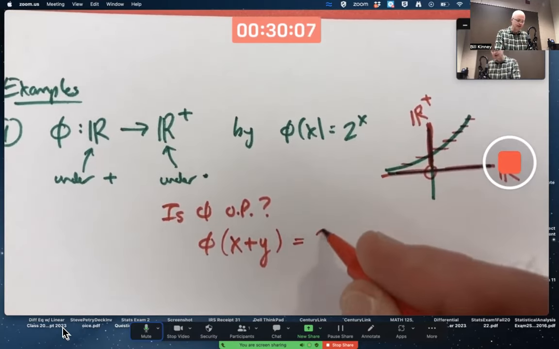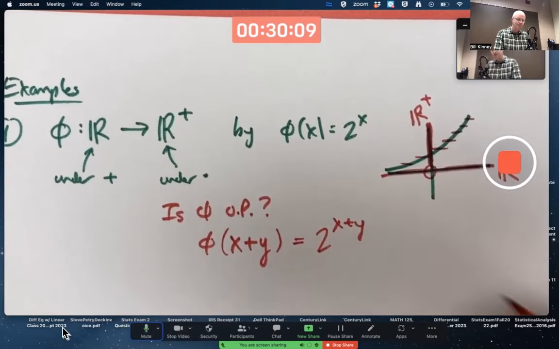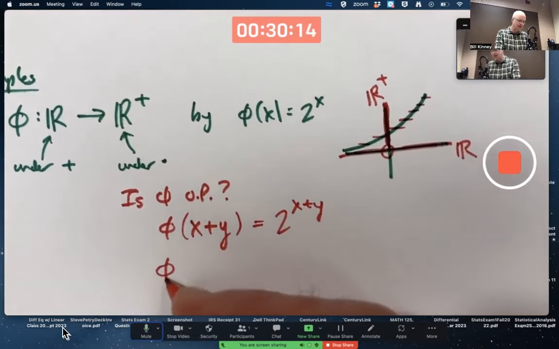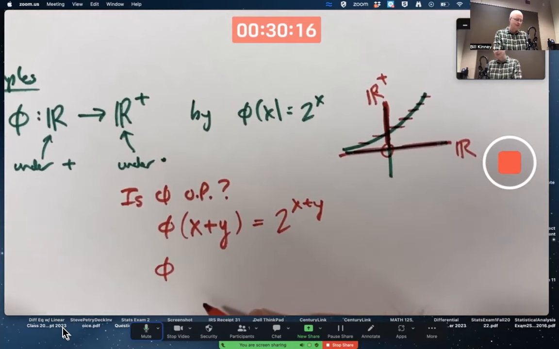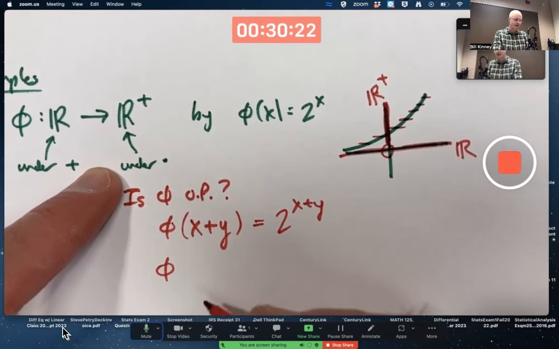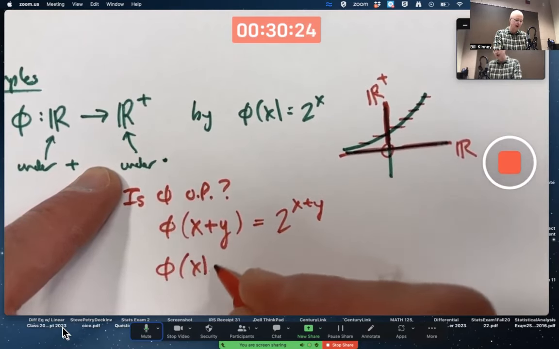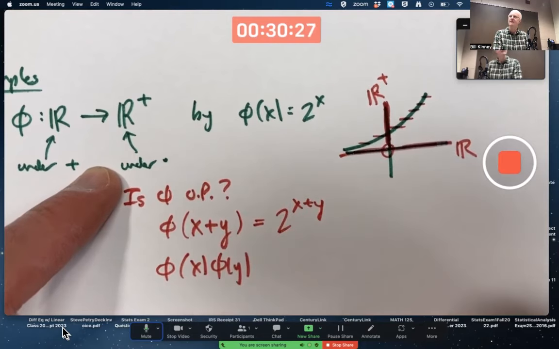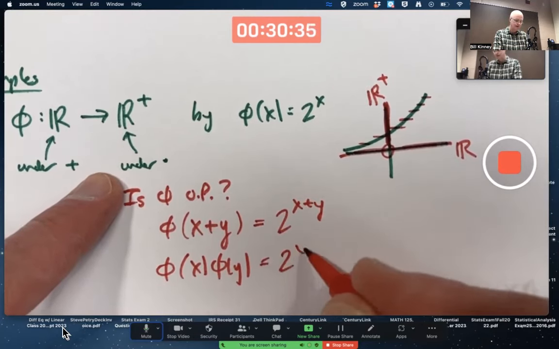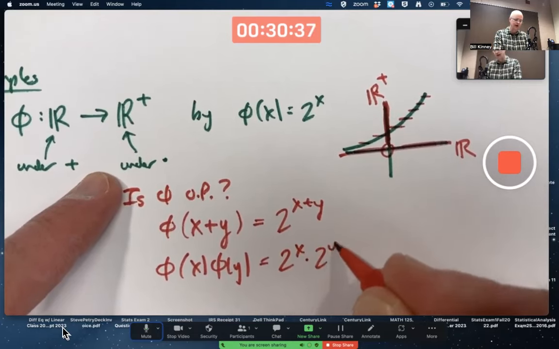The formula would say that's 2 to the X plus Y. I'm wondering, does that equal, think about the codomain here, the operation is multiplication in the codomain. Does it equal the product of phi of X and phi of Y? I'm using multiplication because that's the operation of the group. That's the codomain here. Does it equal 2 to the X times 2 to the Y?